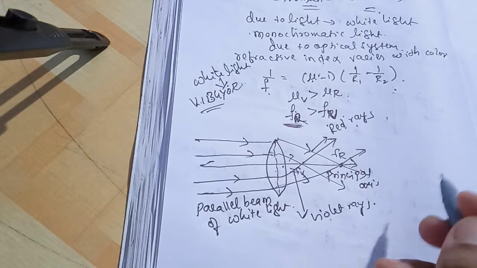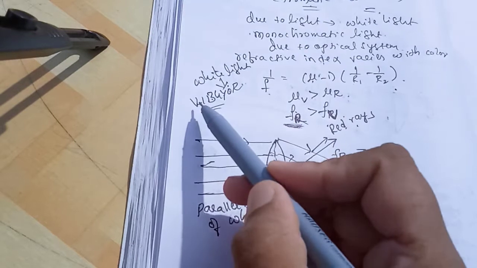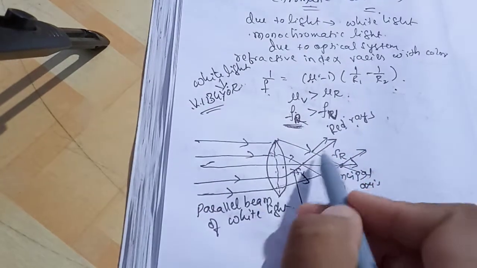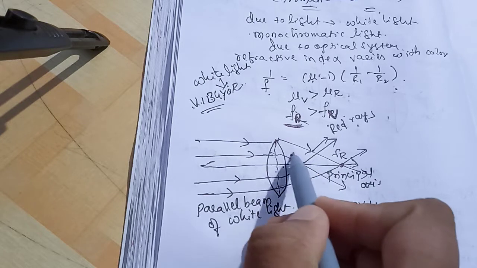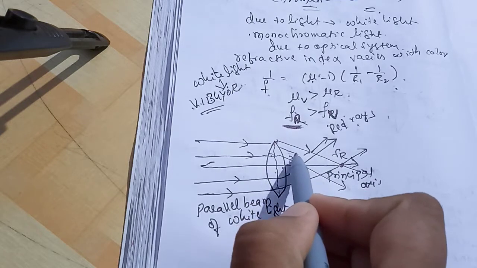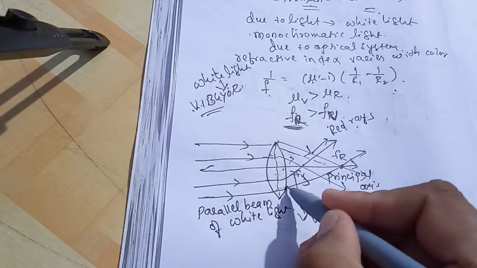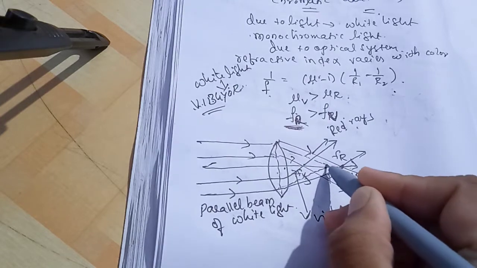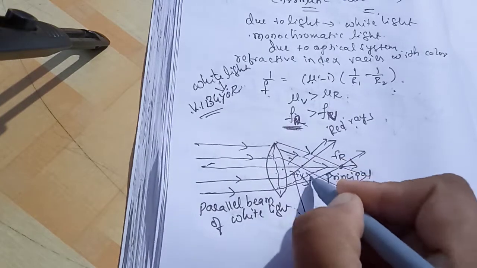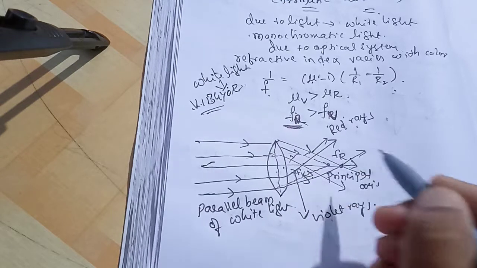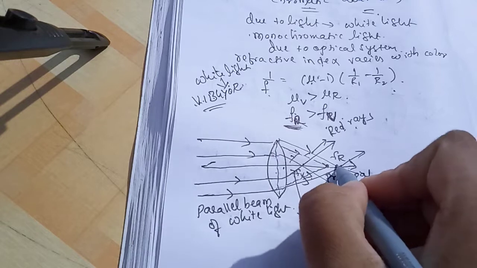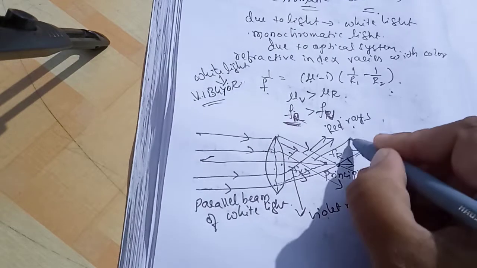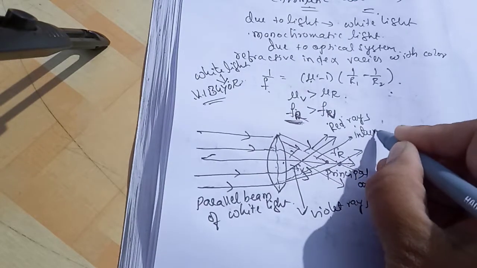And the intermediate colors are present between violet and red. They come to focus between FV and FR. So these are the intermediate rays.